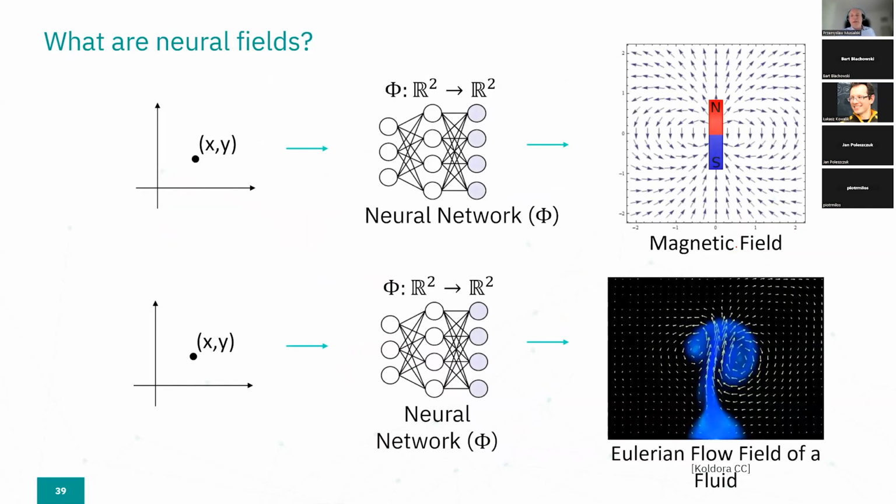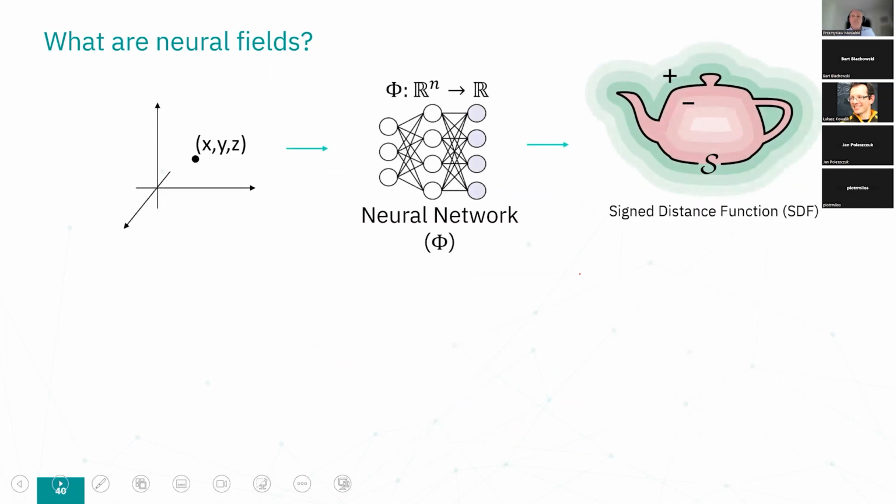And those neural fields are, of course, more flexible. So we can use 2D inputs and map them again to 2D, to a vector field, like the magnetic field. Or we can map them to flow fields of fluids in 2D or in 3D. And as you can think, that scales up.